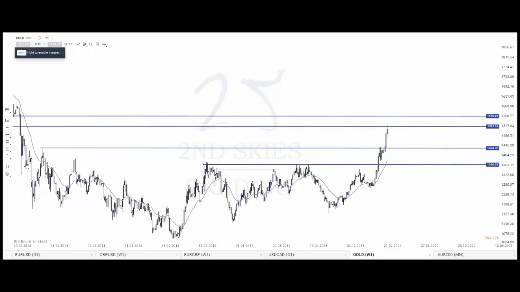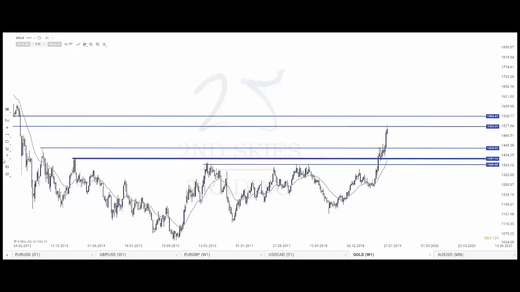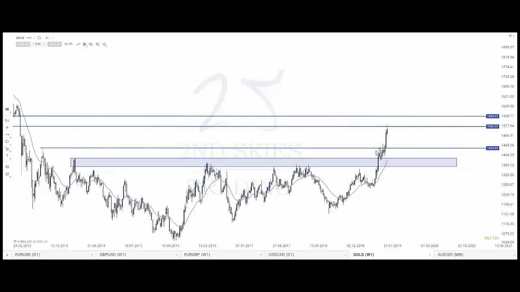You could even say here, just extend this one as well. So if we draw a zone around here, let's say there we go. So something around here in this area down here, or this breakout area here. So two good areas on gold to look out for.